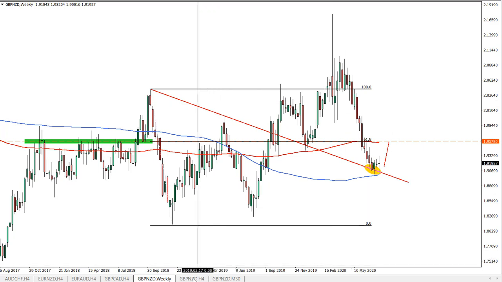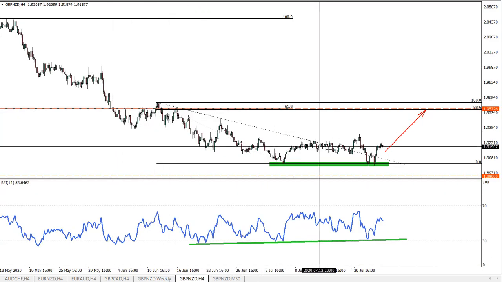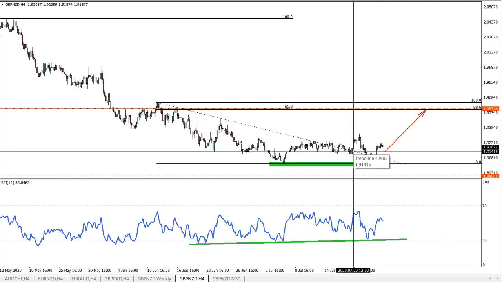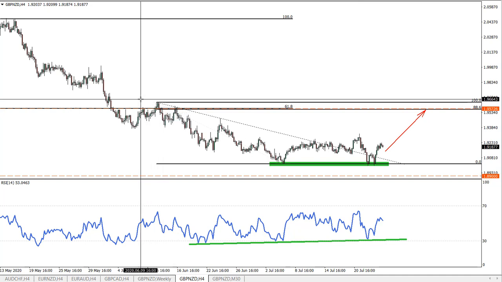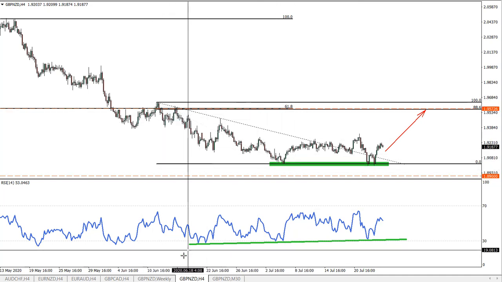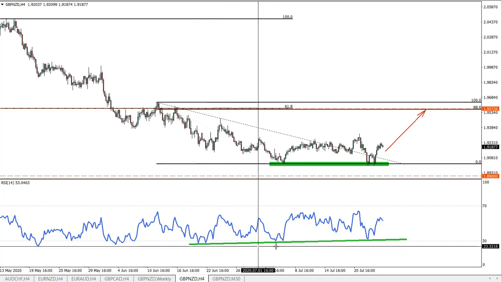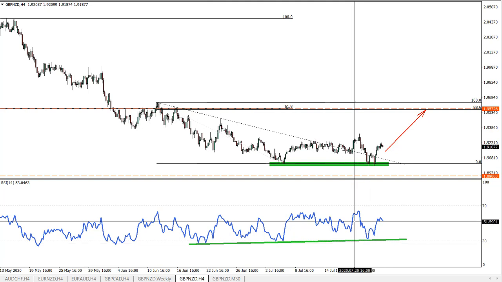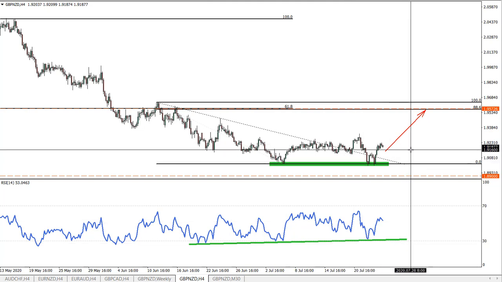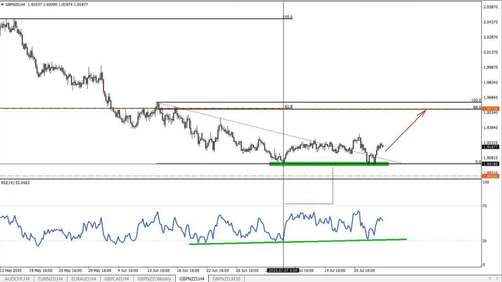Now let's move on to the 4-hour chart. Here, first off, we have a breakout above the simple trend line. The next point is price has been producing lower lows and lower highs, but the RSI oscillator has been producing higher lows, which suggests a bullish divergence and a potential trend reversal or a corrective move to the upside. Another point is the double bottom.